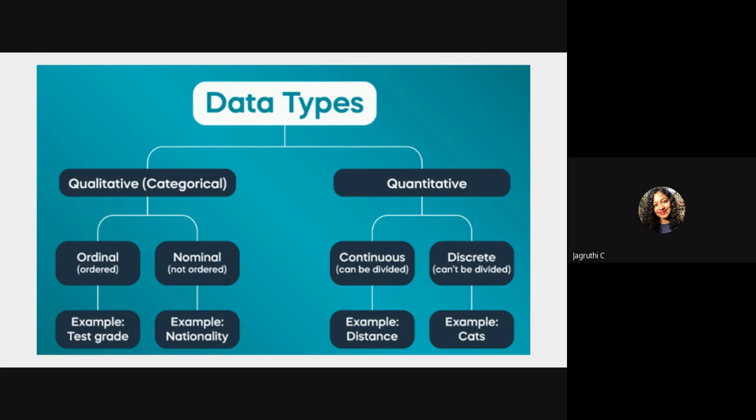Now coming to quantitative. What I mean by quantitative is it usually talks about numbers and can be measured. And this again can be divided into two types. One is your continuous, the other one is your discrete. So when I talk about discrete data here, it can be counted, but it cannot be divided. What I mean by continuous data is it can be measured and can be divided.